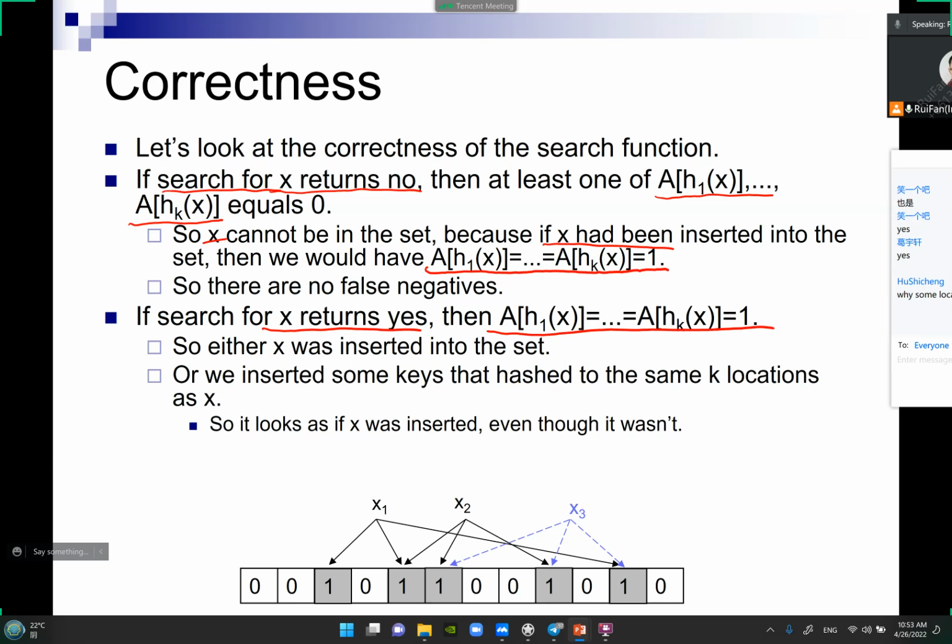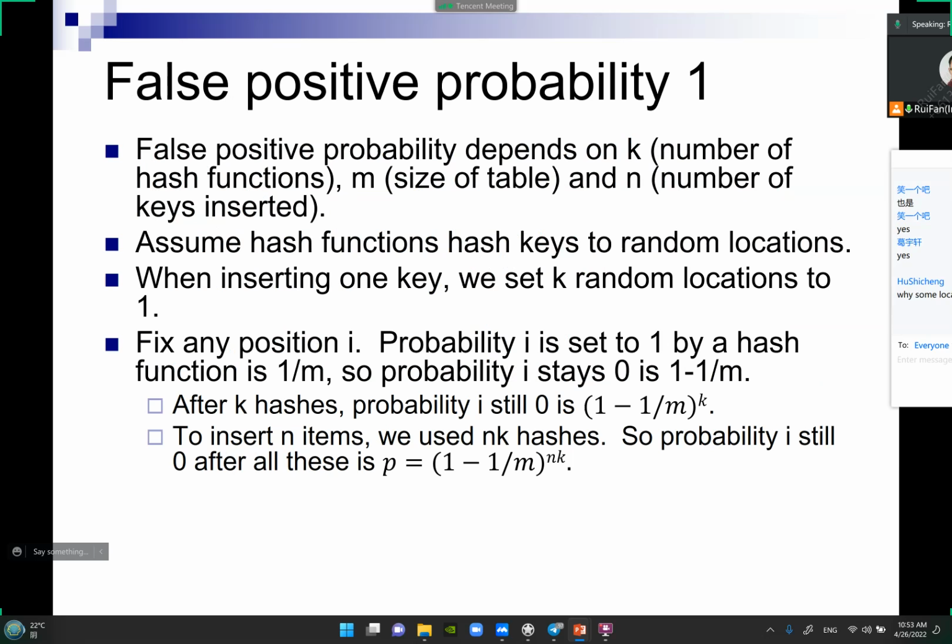So this is how you can get a false positive. But what we're going to show is that the probability that you get a false positive is actually small. So the next thing to do is to bound the probability that we get a false positive. To do this, we need a few parameters. The first parameter is k, which is the number of hash functions that we have. The second parameter is m, which is the size of the hash table. And the third one is n, the number of keys that you insert.